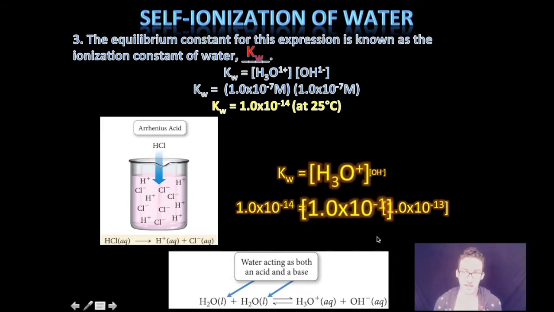Recognize that we're working with negative exponents. So a 1 × 10⁻⁴ is an increase in concentration from that original 10⁻⁷. Therefore, our hydroxide ion concentration will decrease to 1 × 10⁻¹⁰.